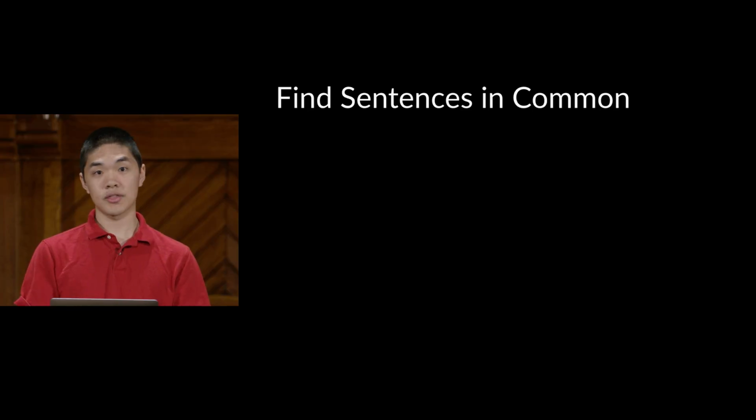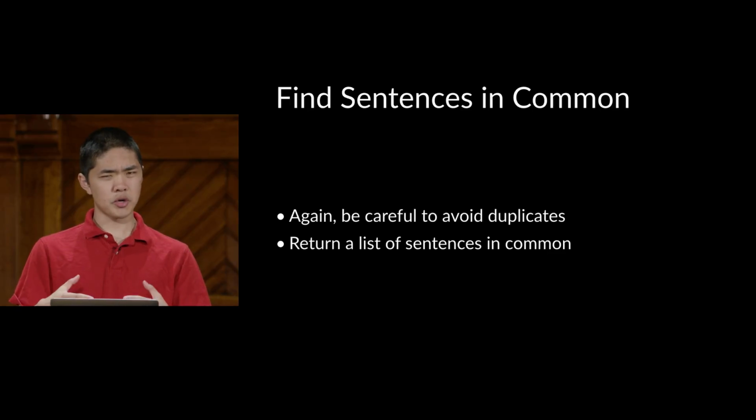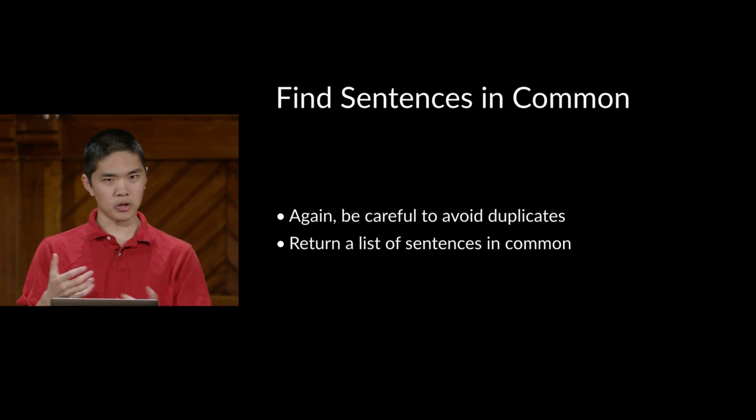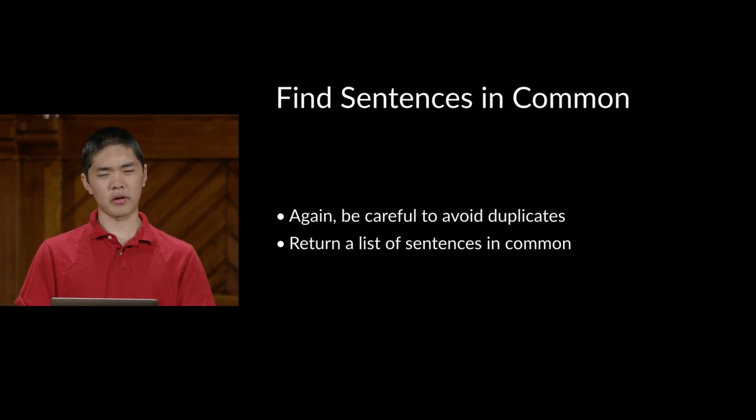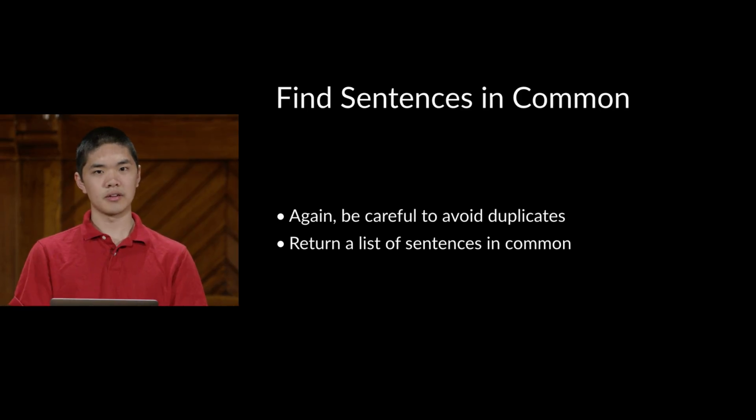Once you've done that, the last step is going to be to find the sentences that are in common and return that as a list. So as usual, make sure you avoid duplicates. If a sentence appears multiple times, you only want it to appear once in your final list. And of course, make sure that the data type that you return at the end of the sentences function is, in fact, a list. After that, you should have a list of matching sentences that you can then return back to your program.